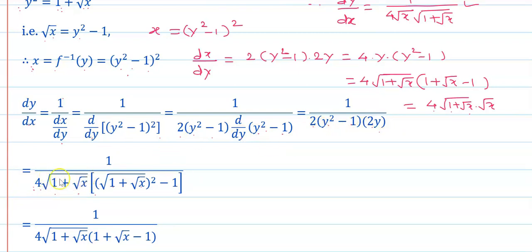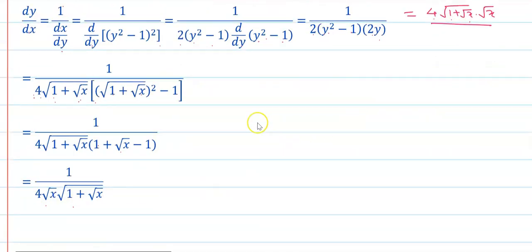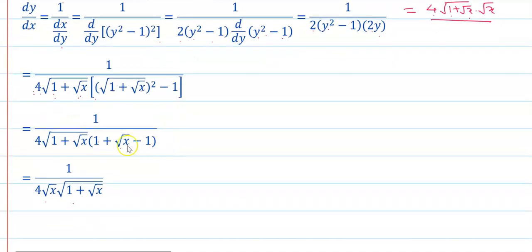Y means what? Root of 1 plus root x. And in the bracket, what? Y square means what? Square of this root sign minus 1. If you take the square, then what will happen? 1 plus root x minus 1; plus 1 minus 1 will get cancelled, and you will get again root x into 4 root x into root of 1 plus root x. This is its value. It is dx upon dy, and hence dy by dx is equal to 1 upon 4 root x into root of 1 plus root x.